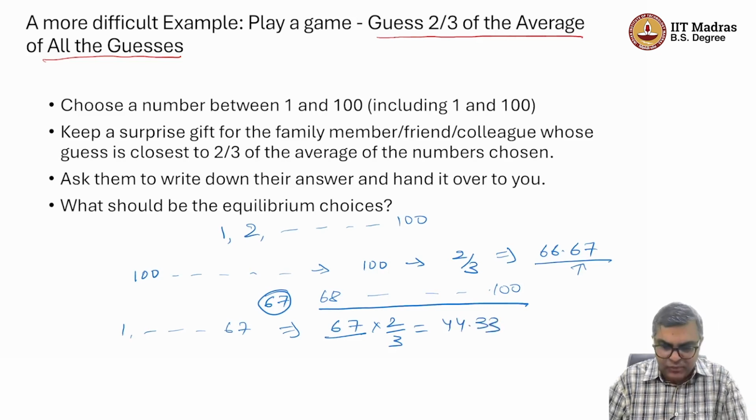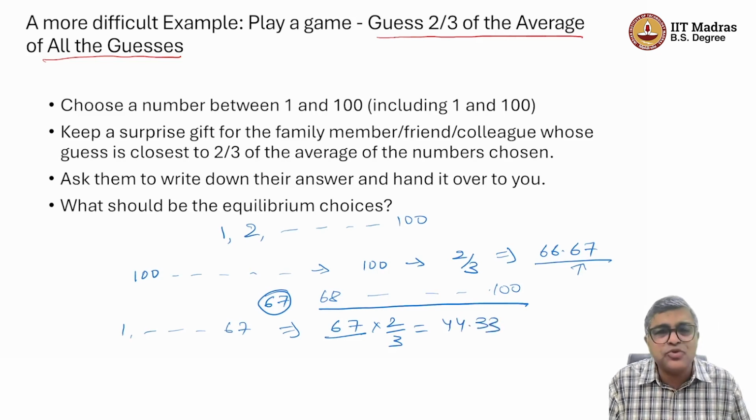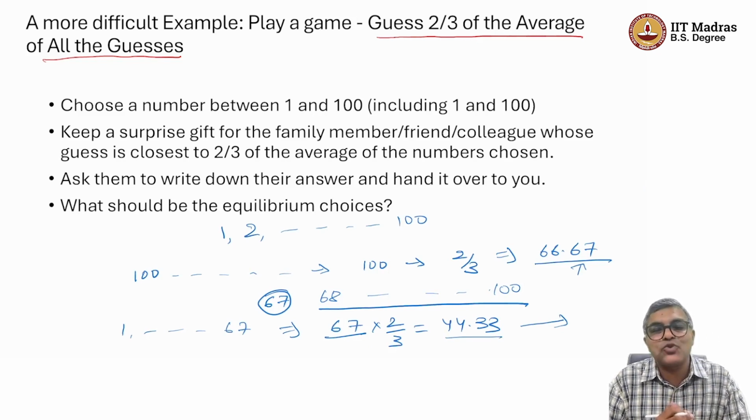I hope I am right. So again, there is no point guessing any number above 44, because in the reduced game, all the guesses above 44 are strictly dominated. So keep doing this argument and figure out what the outcome should be, how much people should be guessing. That's task number one.